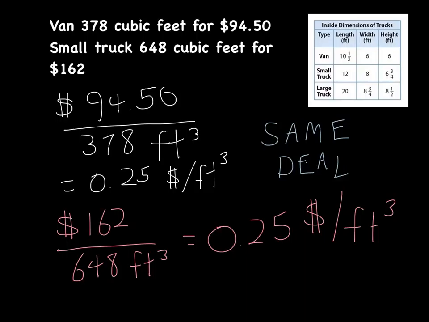Now, of course, you may want to use the van and the small truck for different purposes. You may be looking at this and going, the van's volume is too small, I need more volume. But you know you're getting the same deal no matter whether you're renting the van or the small truck. So this is a great example of us finding some volumes of right rectangular prisms, also known as boxes, and then finding some rates and ratios.